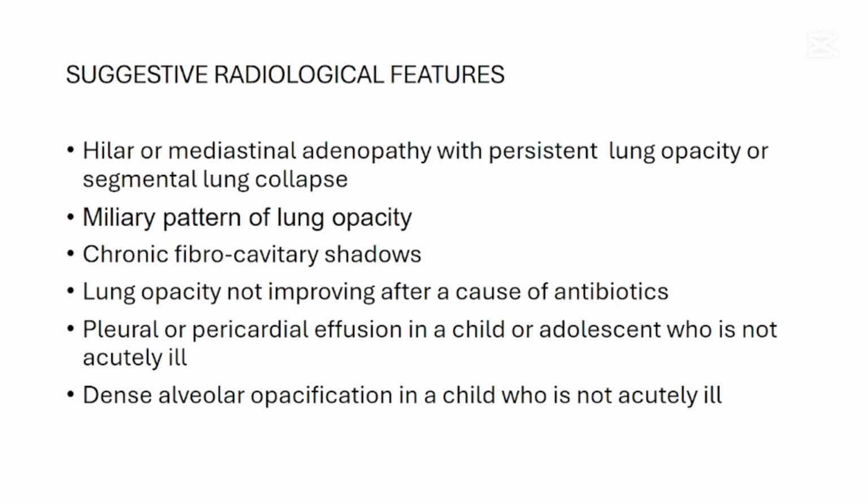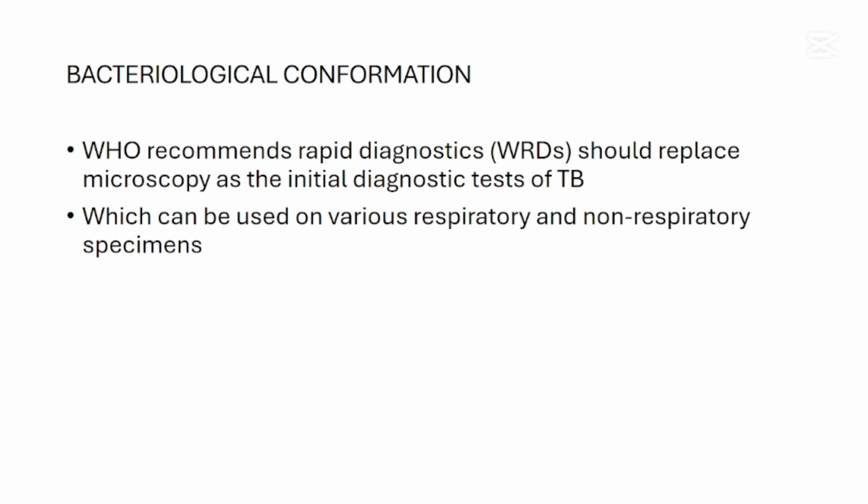And if the child has pleural effusion or pericardial effusion or dense alveolar opacities, and the children are not acutely ill, we should think of TB. If this is an empyema, they should be acutely ill. If the pericardial effusion is due to some sort of bacterial infection, they should be acutely ill. But in TB, usually they have massive effusions or pericardial effusions, but they are not sick. In these sorts of instances also, we should think about TB.